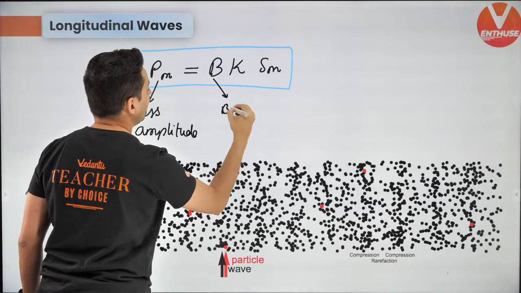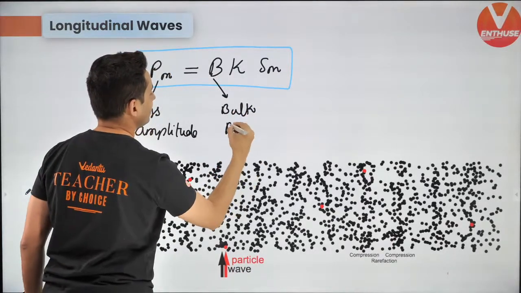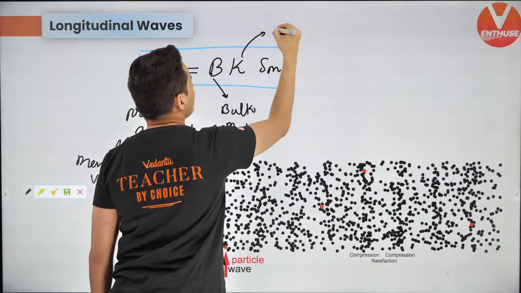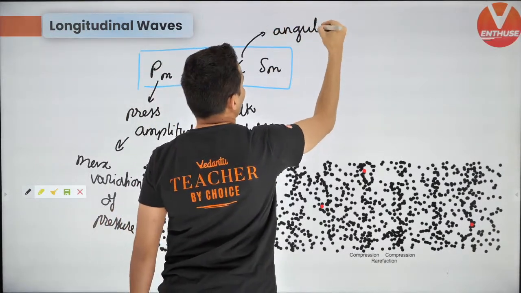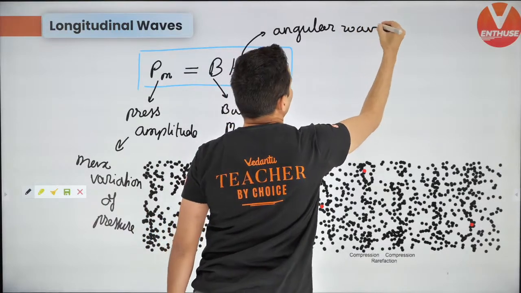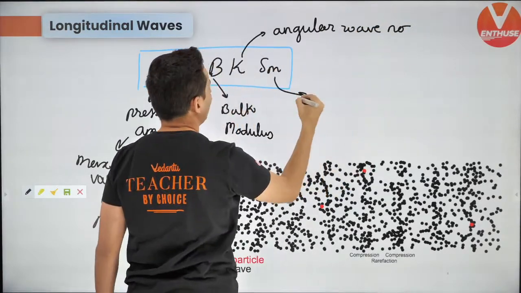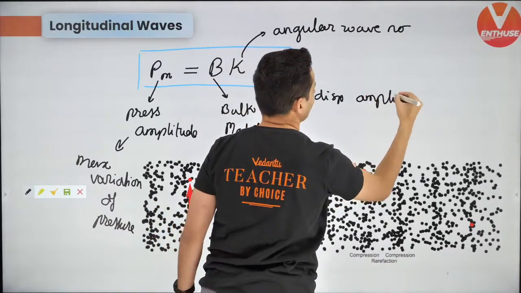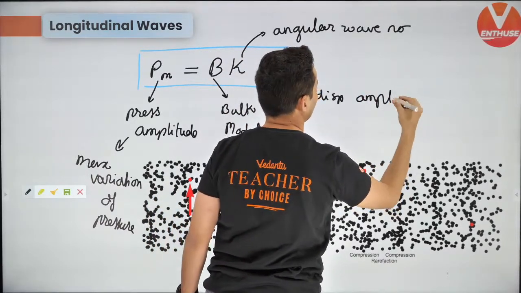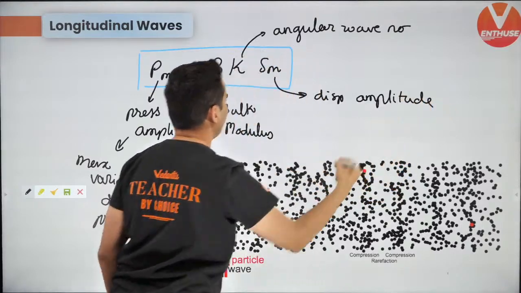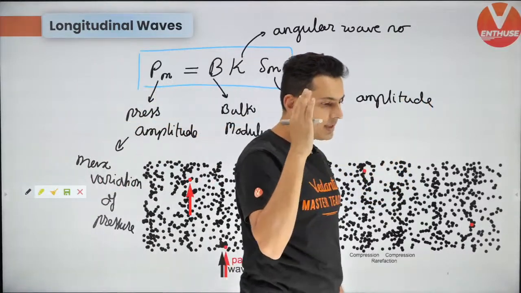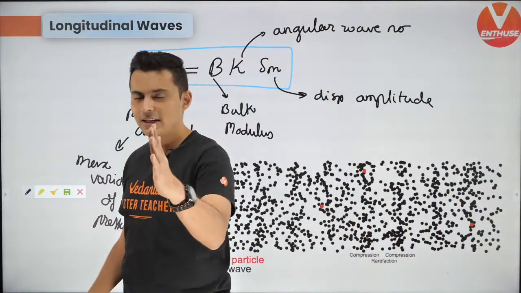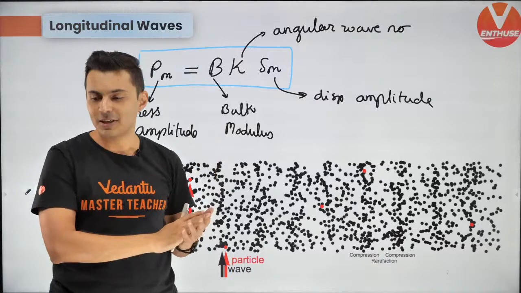What is B? Bulk modulus. Yes, it's the bulk modulus. Keep this in mind. And what is K? I just told you, angular wave number. And SM is the displacement amplitude. Keep this in mind. PM is B K SM. PM is the pressure's maximum variation. SM is the maximum variation of displacement. PM is B K SM. Keep this in mind.